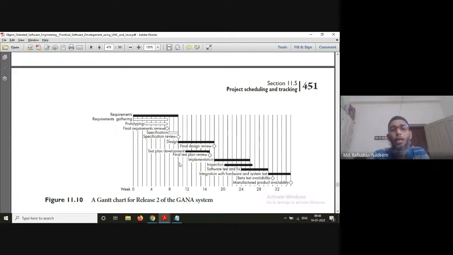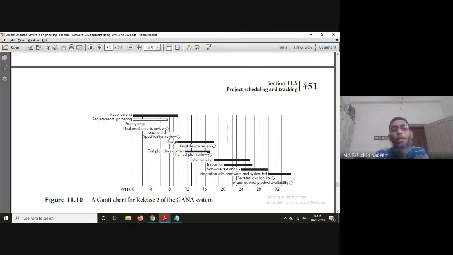And then the designing phase is going to start. The designing is done from week 10 to somewhat week 18, and the final review is done. When the designing is done, the testing is also started here. Now note one point: it specifies which activity will follow which activity, and at the same time which activities will run in parallel and which will run sequentially.